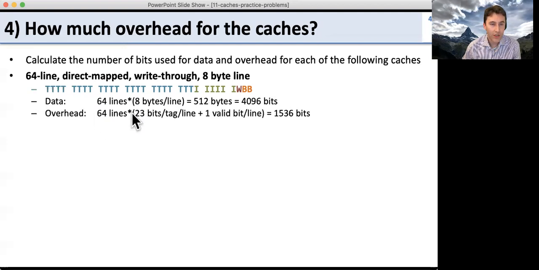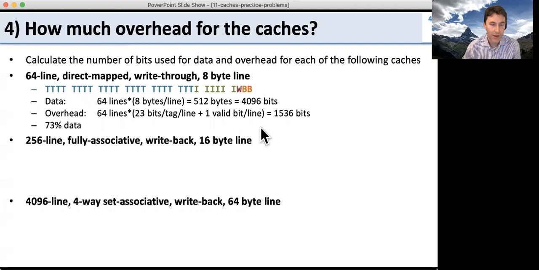The overhead for each of those lines, we have 23 bits of tag plus 1 valid bit. So that means we're storing 1,536 bits of tag and valid bits. So that's our overhead. So this means our cache is 73% data. So most of it's data, because we've got a lot of data there, but we have a lot of stuff being used to store the tags and the valid bits. So go ahead and calculate this for the other 2 designs as well.